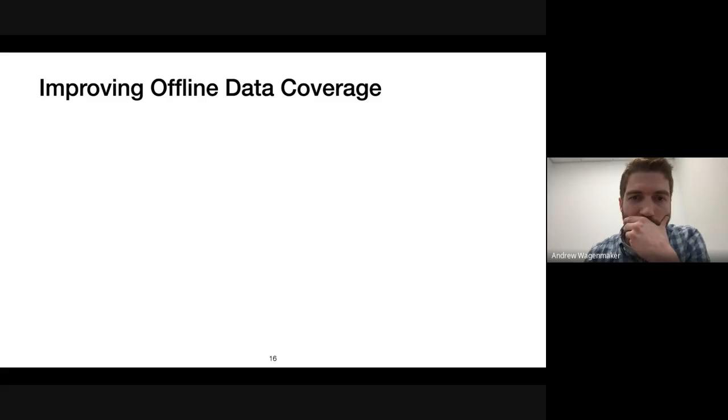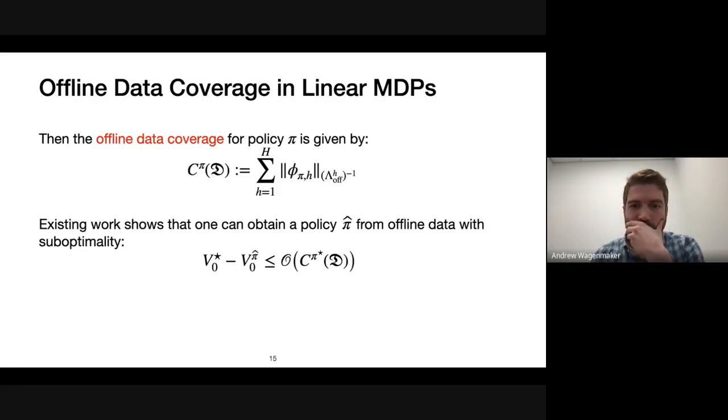Okay, so in this scenario, we see that the suboptimality of the policy, at least if we use standard offline RL algorithms, is controlled by how much our data, the lambda off h, the offline covariates, gives coverage in the direction of pi star, phi pi star of h. And so naturally we might think, well, if we have some offline data and we want to improve the performance of our algorithm, what should we do?